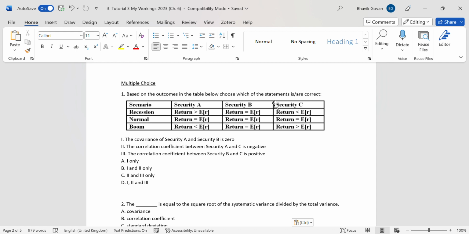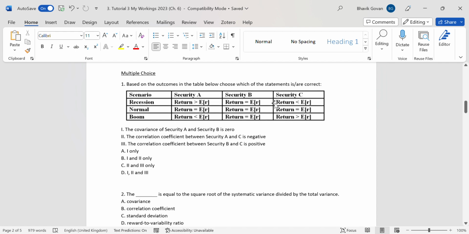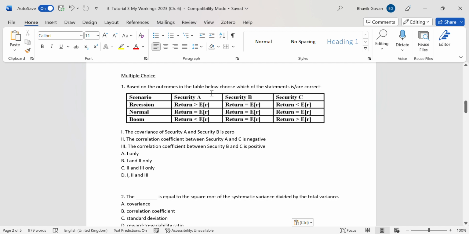It's a very quick, much shorter one this week. So based on the outcomes of the table below, choose which of the statements are correct.